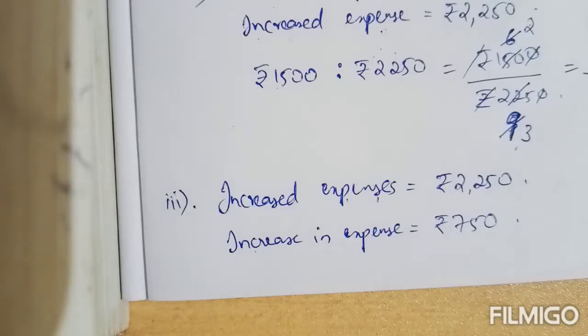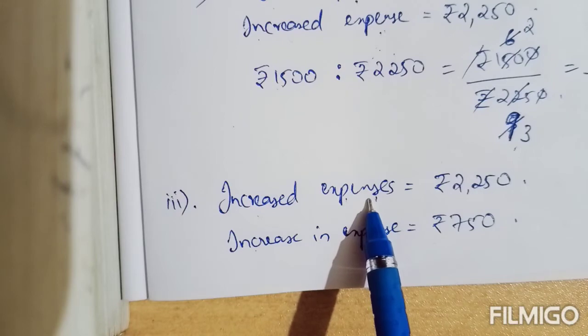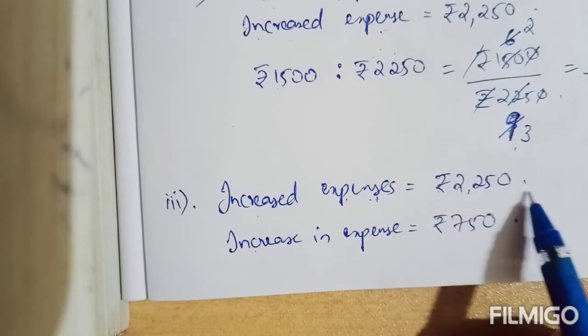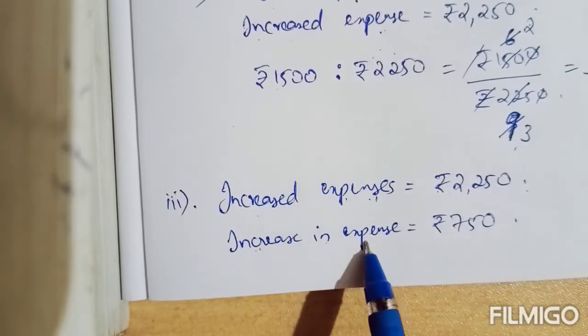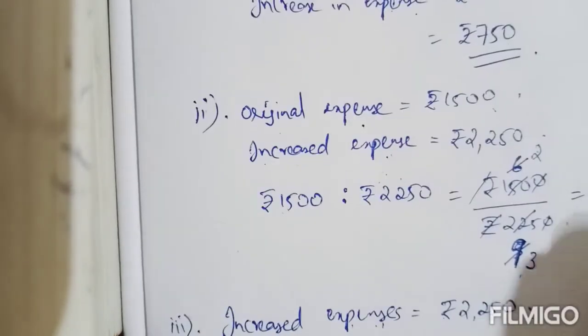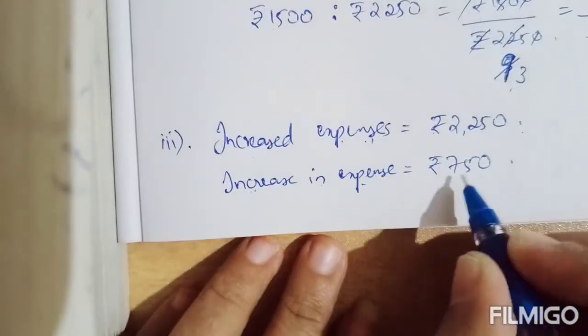Okay. Third one, increased expenses to increase in expenses. So increased expenses, that we know is the new expense, rupees 2250. Increase in expense, what amount has been increased from the original expense. That we find by subtracting the original expense from the new expense. That is rupees 2250 minus rupees 1500. We got rupees 750.